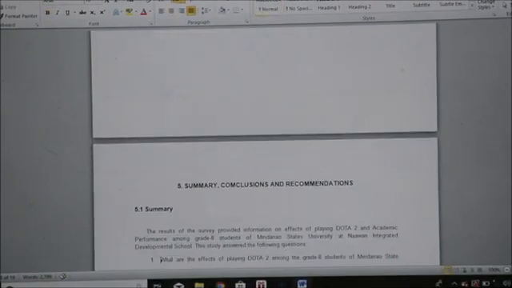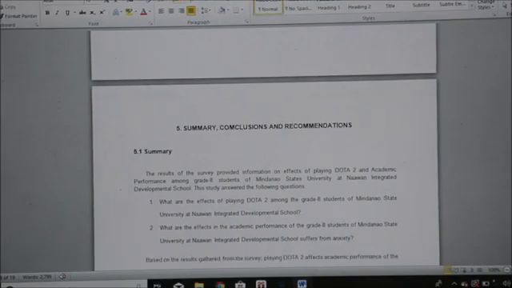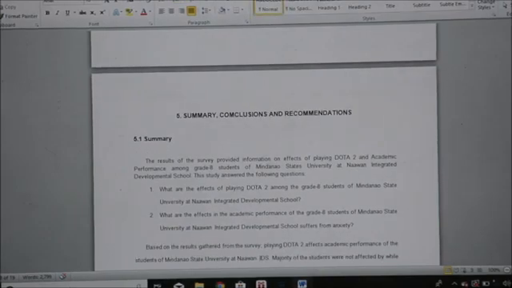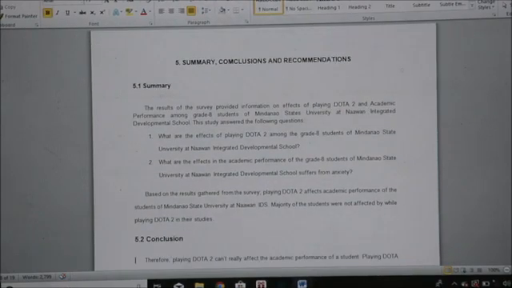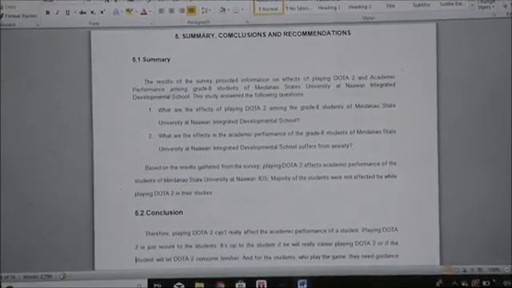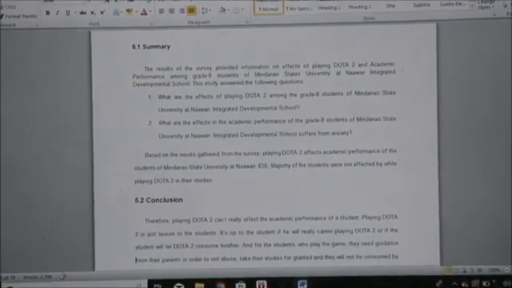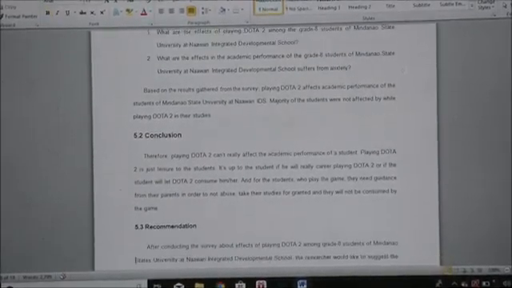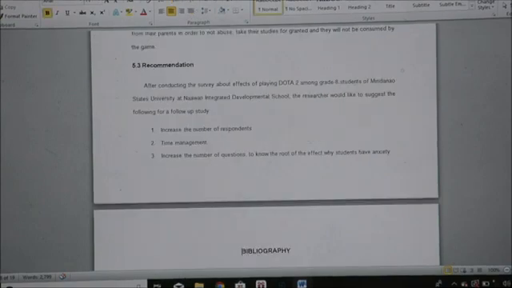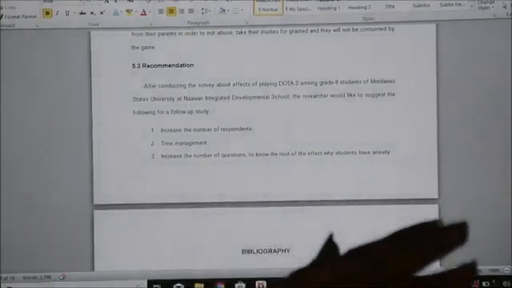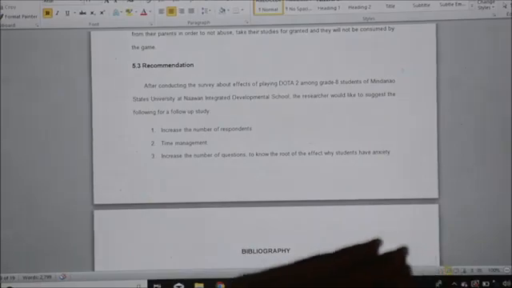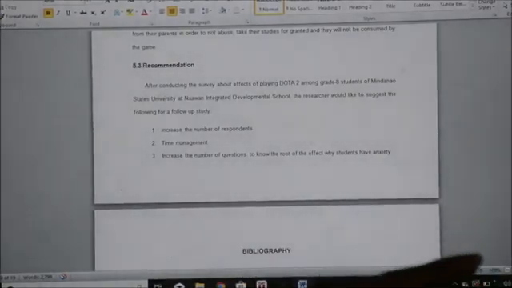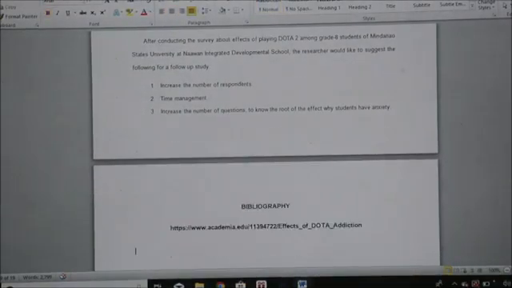Let's now focus on the last chapter of the research, chapter 5, which entails the summary, conclusions, and recommendations. As you can see in their research paper, and based on our critique, they were able to put the summary of their research, give a conclusion, and give a recommendation. In chapter 5, we don't see any problem at all. The last one will be the bibliography.